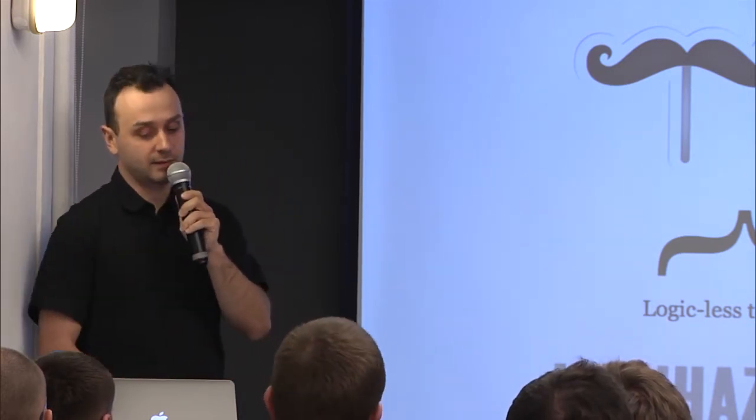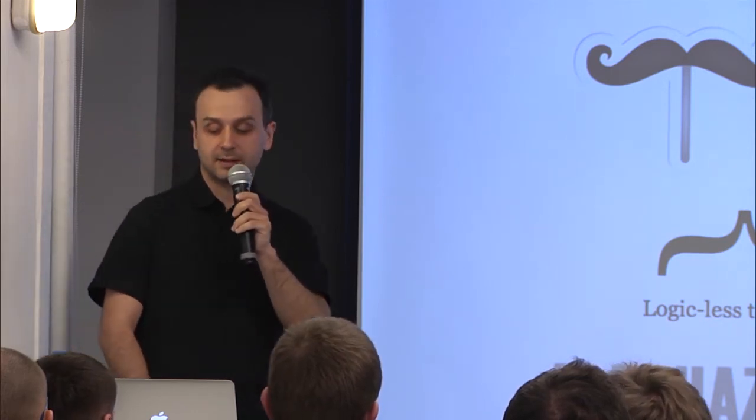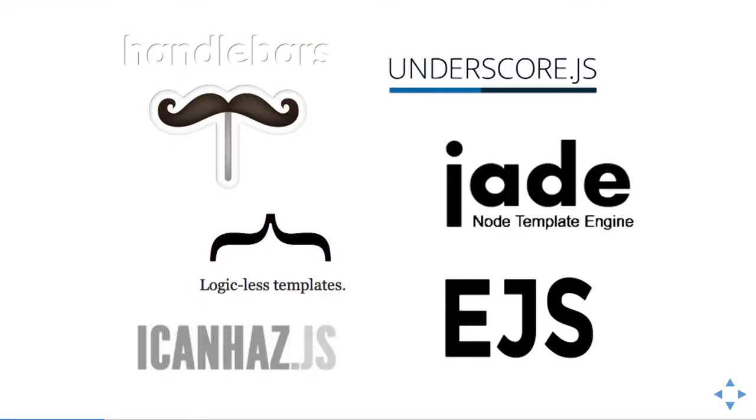These are just the most popular ones. So it's Handlebars, Mustache, Underscore templates, Jade, EJS, and probably a few of the templating engines that I didn't mention here.